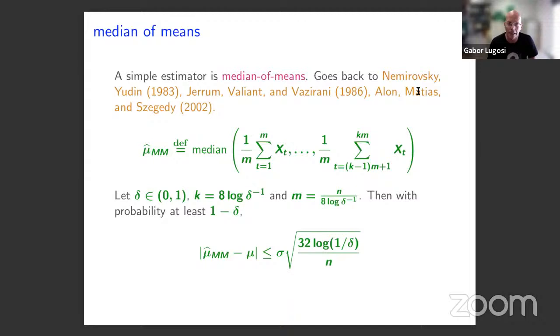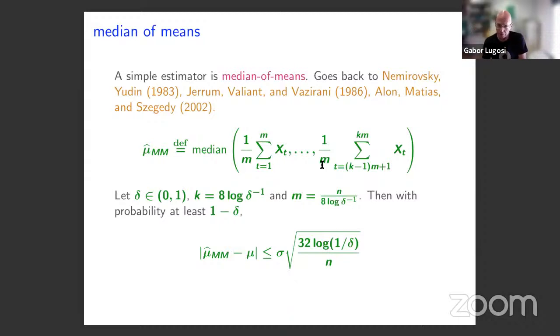These ideas go back to Nemirovsky and Yudin, also Jerrum, Valiant and Vazirani, and Alon, Matias and Szegedy. They all came up with this idea, which is the median of means idea. It's an estimator that is robust to heavy tails, and it has a sub-Gaussian performance. So what does this estimator do? We simply divide our sample into k blocks, each of them of size m. So we divide the sample into blocks of roughly equal size, take the empirical mean in each block, and then compute the median of these empirical means. So this is the median of means estimator.